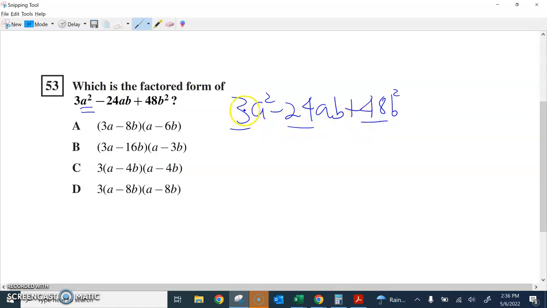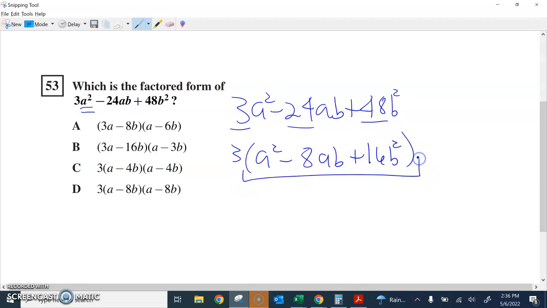Well, we can divide out a 3. 3 divided by 3, and then you get a squared minus 8ab plus 16b squared. Okay, so then we get this piece right here, and what do we get? What multiplies out to get that? Well, here we're looking for two numbers that add up to -8 that multiply to 16.